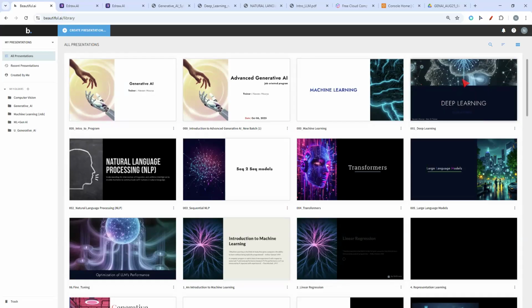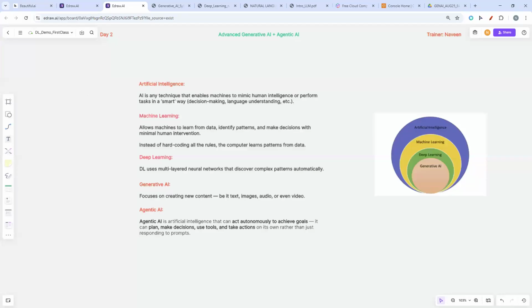Like deep learning, what are all the types of concepts we have, and how this presentation will help you understand the concept easily.